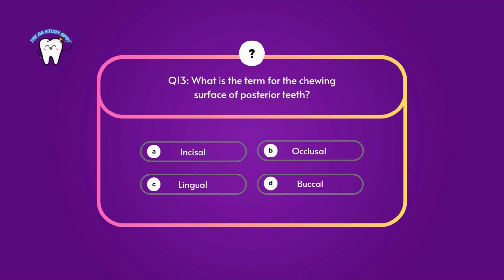Question 13. What is the term of the chewing surface of posterior teeth? A. Incisal. B. Occlusal. C. Lingual. D. Buccal.